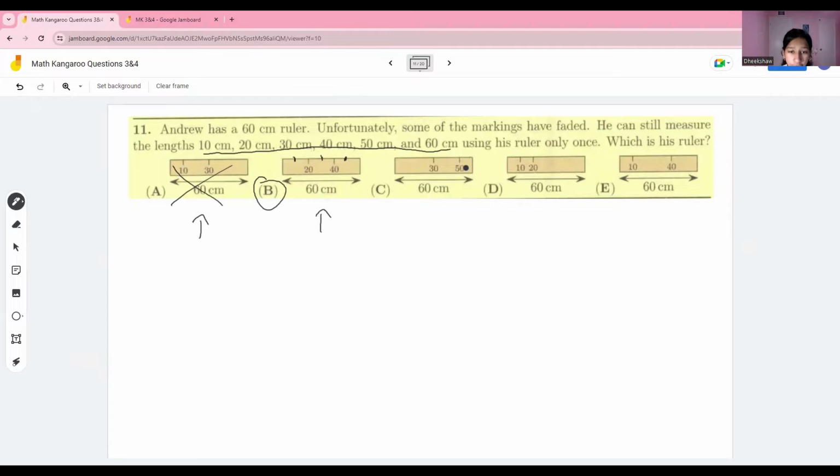Using this ruler, can we theoretically measure 20? The answer is no. So this one does not work. Using this ruler, can we, for example, measure 40 by using the ruler only once? That does not work. So we're not going to use that answer. And for this one, will we be able to measure 30 by using the ruler only once? The answer is no. So that's why the answer to this question is B.